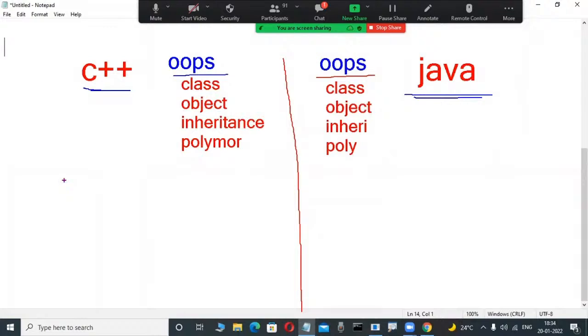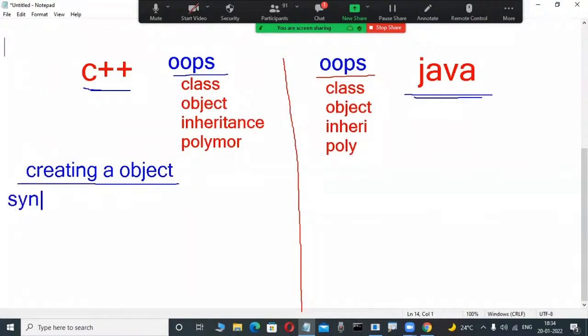Can anybody guess it? Suppose in C++ I want to create an object from the class, what is the syntax? Do any technical persons have an idea? So many persons have an idea. Creating an object from the class, what is the syntax in C++? Observe the syntax here. Yes, so many fellows have an idea. How can I? Yes, here.